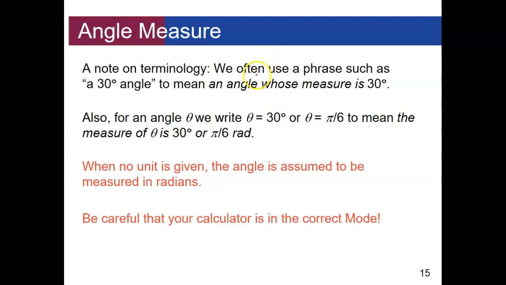Okay, so a couple of things to keep in mind. We'll say a 30-degree angle, and that's the same thing as an angle whose measure is 30 degrees. Depending on whether you are measuring in degrees or radians, 30 degrees is equivalent to pi over 6 radians, so we'll go back and forth between the two. If no unit is specified, then you're going to assume it's measured in radians. And this is where, again, you need to be careful your calculator's in the correct mode.